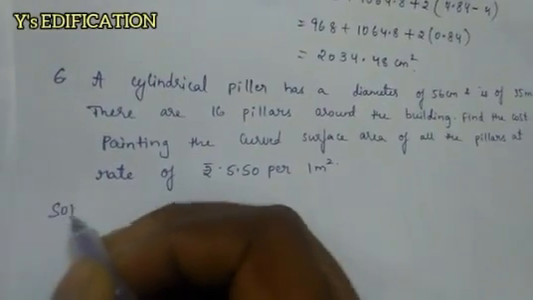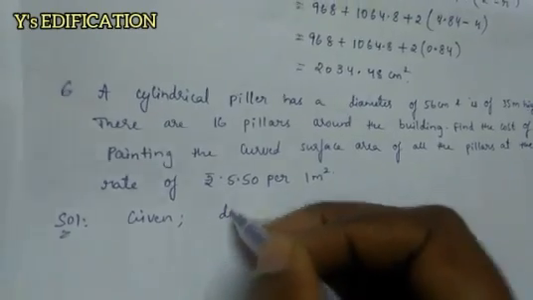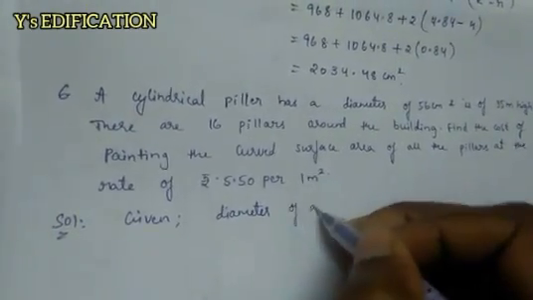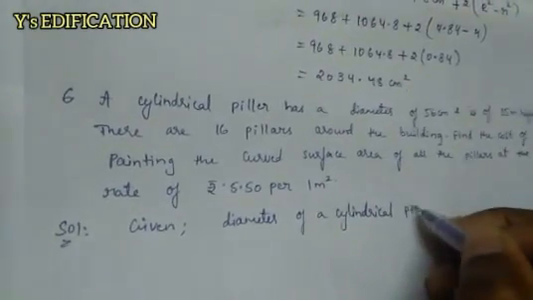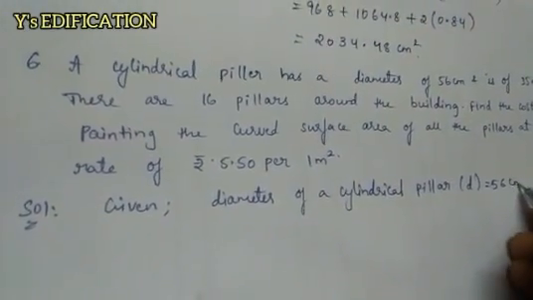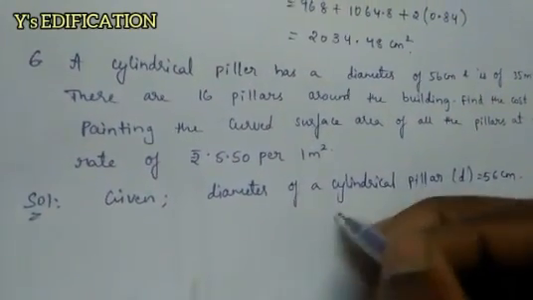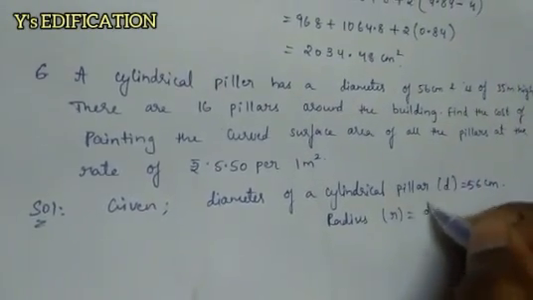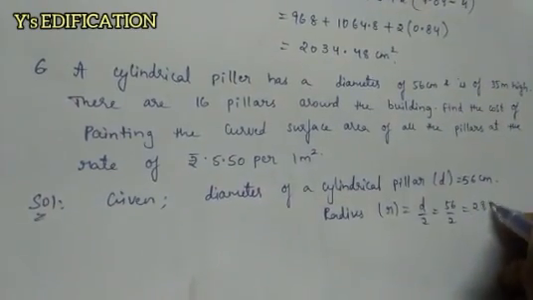So what is given in the data? Given diameter of a cylindrical pillar, D is equal to 56 centimeters. Okay. Next one. They gave diameter, so we have to change it to radius. So radius is D by 2, that is 56 by 2 is 28 centimeters.